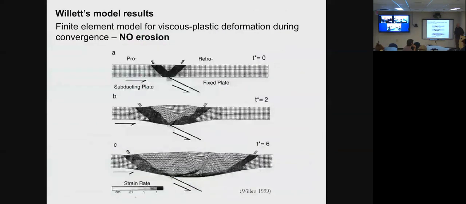So let's just look at a series of meshes now, no erosion whatsoever. So that's time zero, time two, time six, at different increments. And you start off with a mesh that's equal spacing, and topography is flat. We have the singularity point right there.